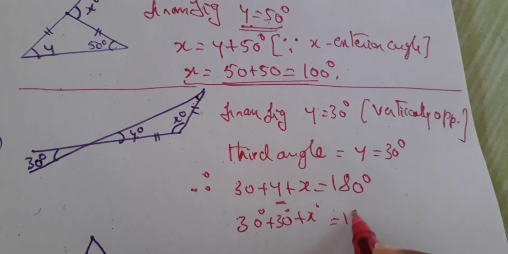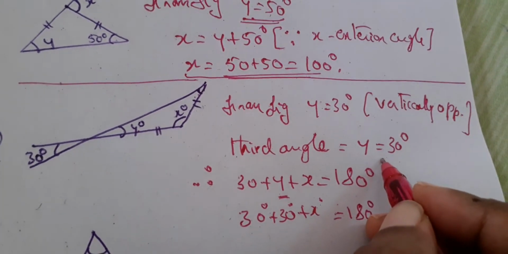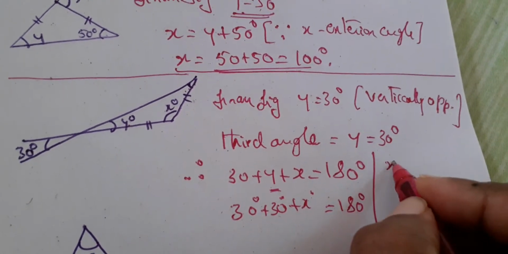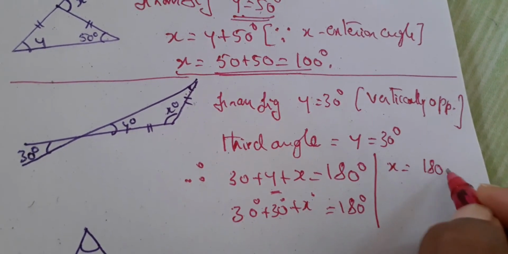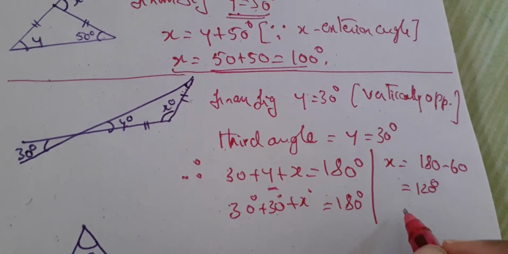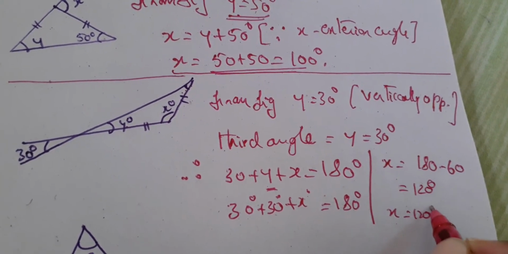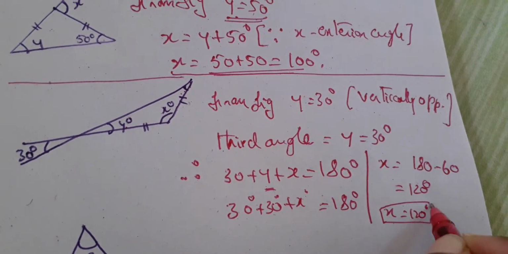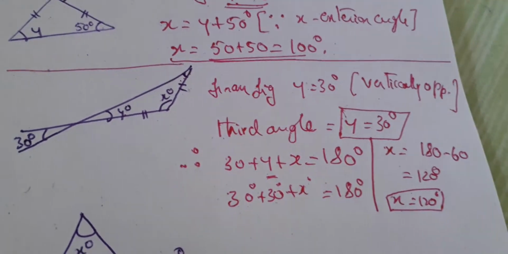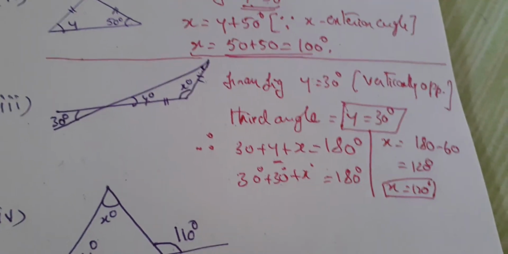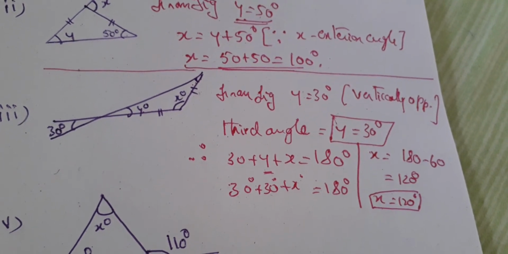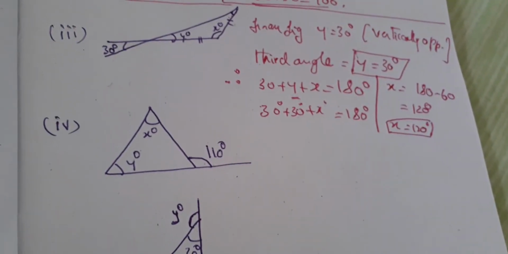If I miss anything, please write it down. So 30 plus 30 is 60. Transpose 60 onto this side. 180 minus 60, which is equal to 120 degrees. So thus I got x is equal to 120 degrees, as well as y is equal to 30 degrees. Okay, take a screenshot of this and move to the next one.